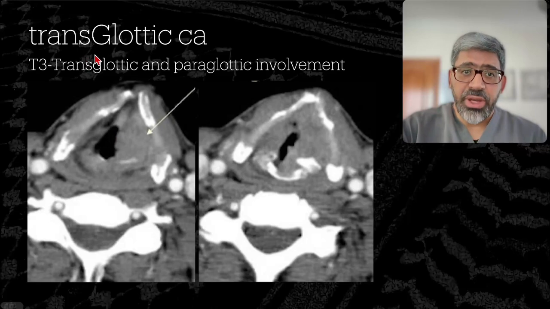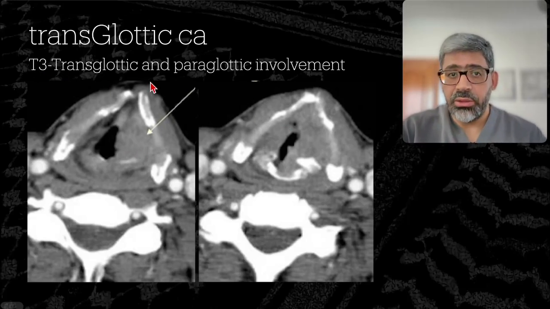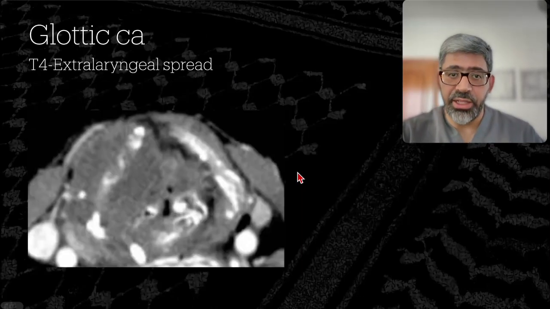This is a more advanced cancer that has spread into the paraglottic space. You can see the tumor bulky, also reaching at least to about the inner cortex of the left thyroid cartilage. This is a T3 transglottic and paraglottic involvement laryngeal cancer.